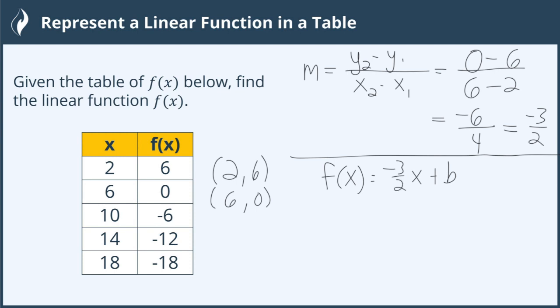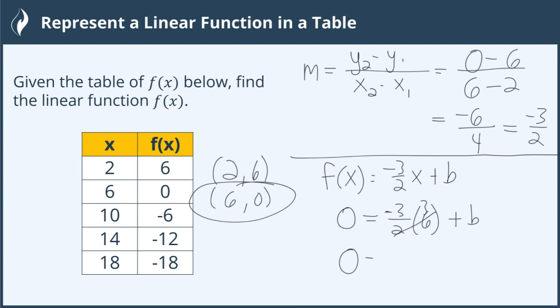So I'm going to pick one of my points to substitute in and solve for b. For me, I like the point (6, 0) because it has a 0 in it, and that makes me happy. So I'm going to plug in 0 for the f of x, again, same thing as y, and I'm going to plug in 6 for the x. And I'm trying to figure out what b is. So here, negative 3 halves times 6. 6 and 2 cancel to give me a 3. Negative 3 times 3 is negative 9. And then to solve for b, I add 9 to both sides, and I get that b equals 9.